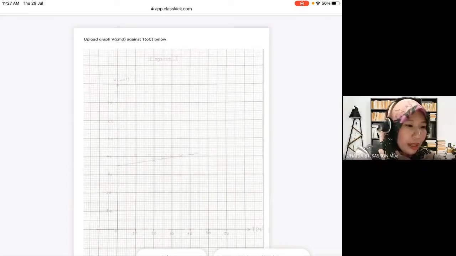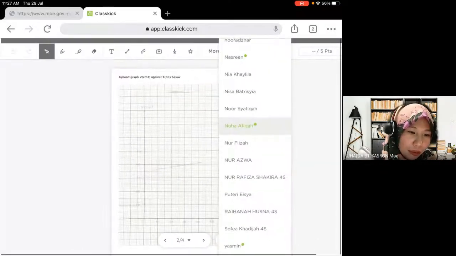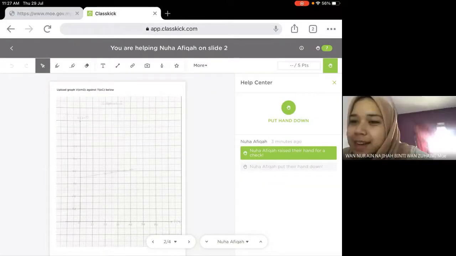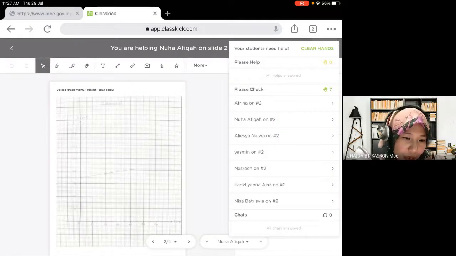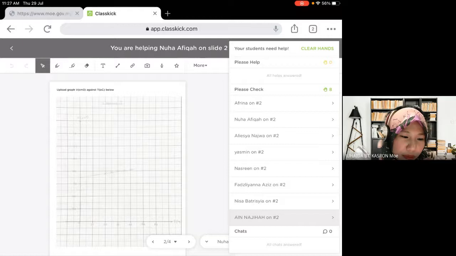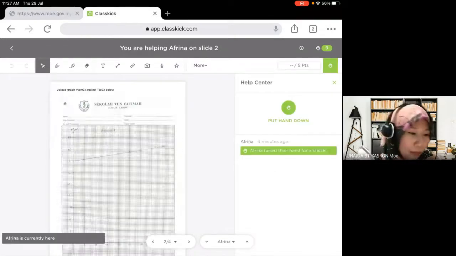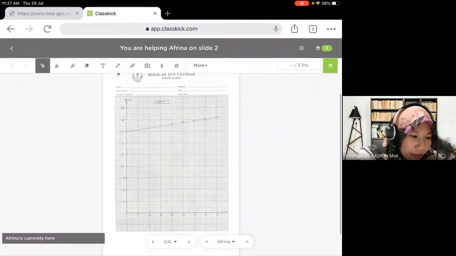Okay. Thank you, teacher. So who else wants to share the graph? Just now, who shared it? Me, teacher. Who is me? Okay, can you raise your hands? I cannot see your hands here. Okay, Afrina, I check Afrina first. Okay, so this is good. It's very clear. Okay, this is Afrina's graph.